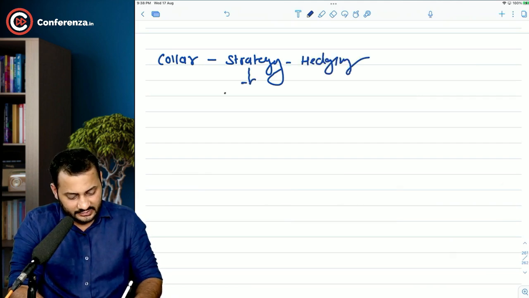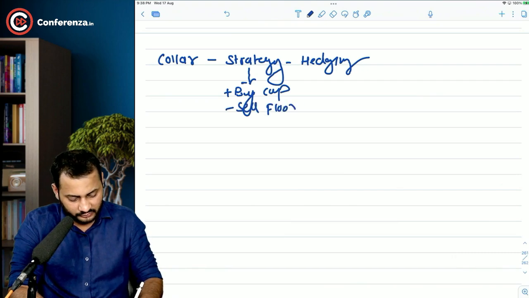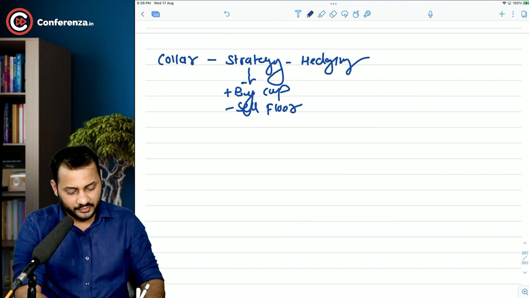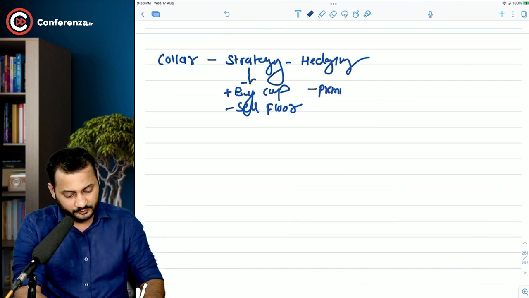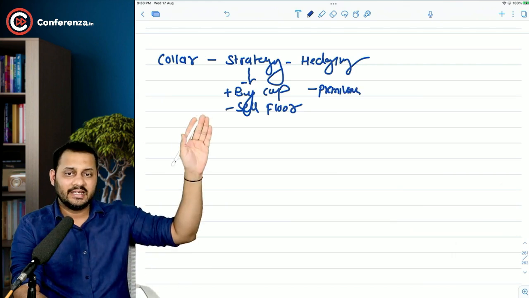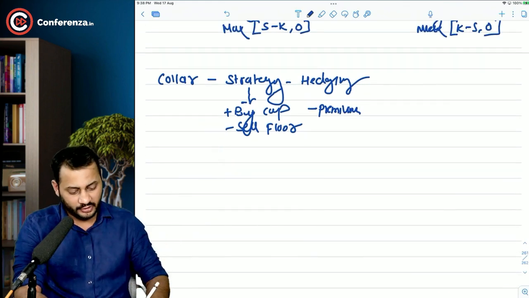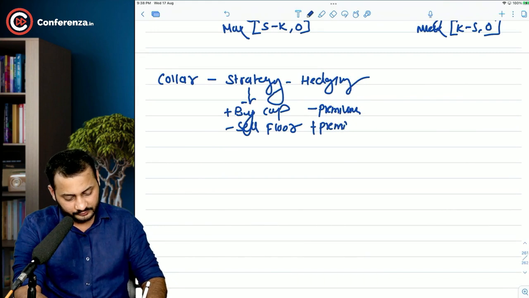What happens in that is you buy cap and then you sell floor. So when you buy cap, you get the right. That means you pay the premium. When you sell any kind of an option, whether it is cap or floor, you receive the premium.